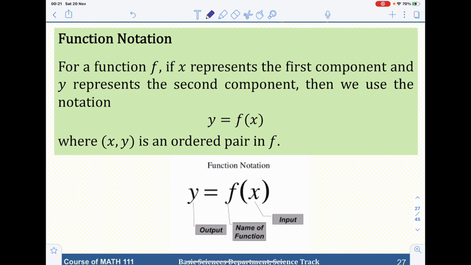Okay, a function notation, we can write the function notation as this one. And this means that y is the output and x is the input and f is the name of the function. So for a function f, x represents the first component and y represents the second component. Then we use the notation y equals f of x, where x and y are the ordered pairs that we talked about already.